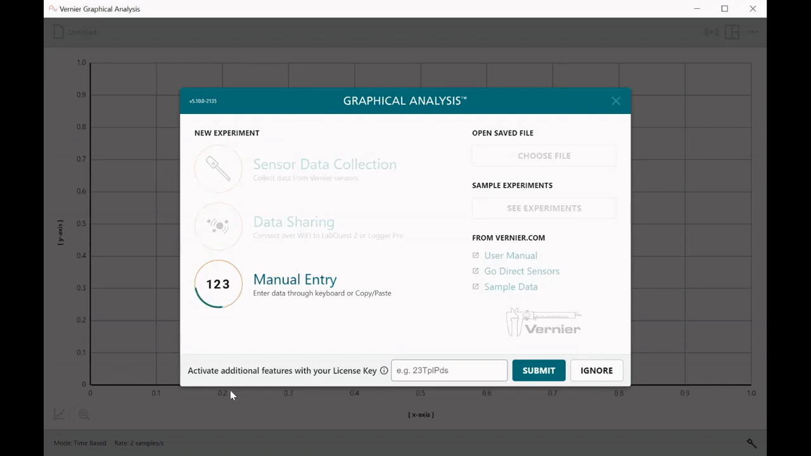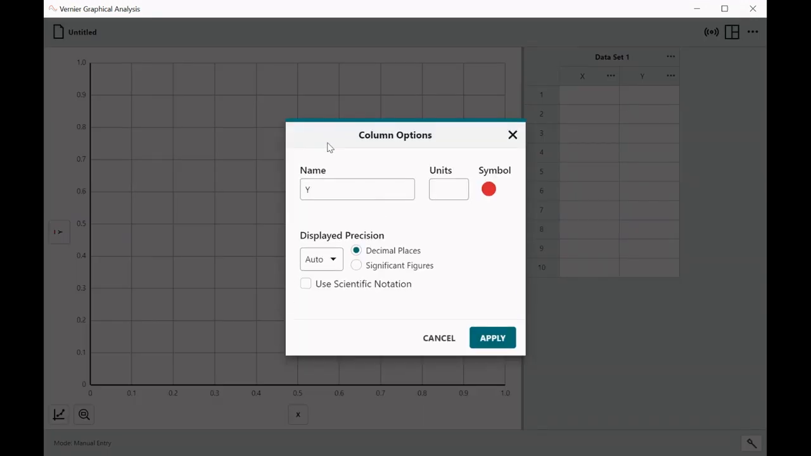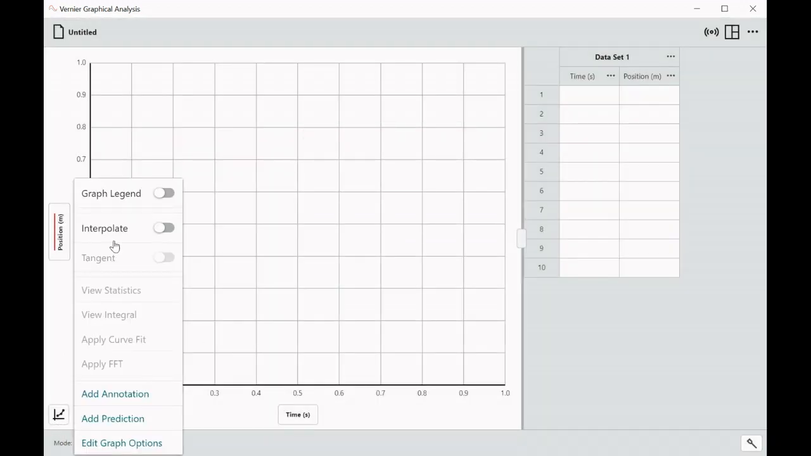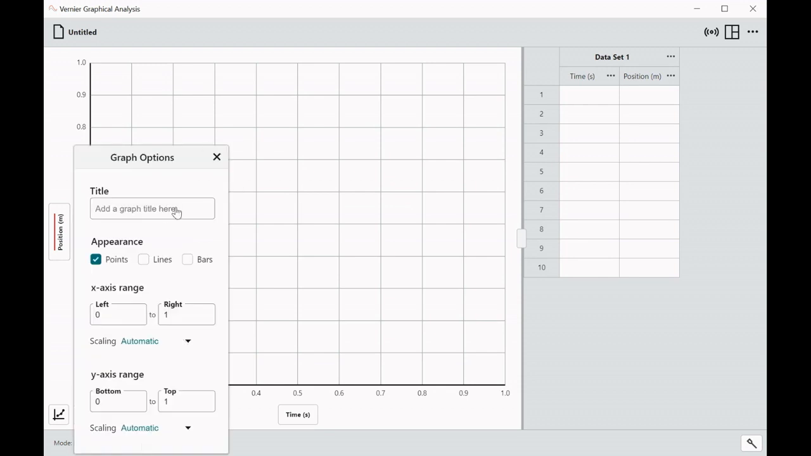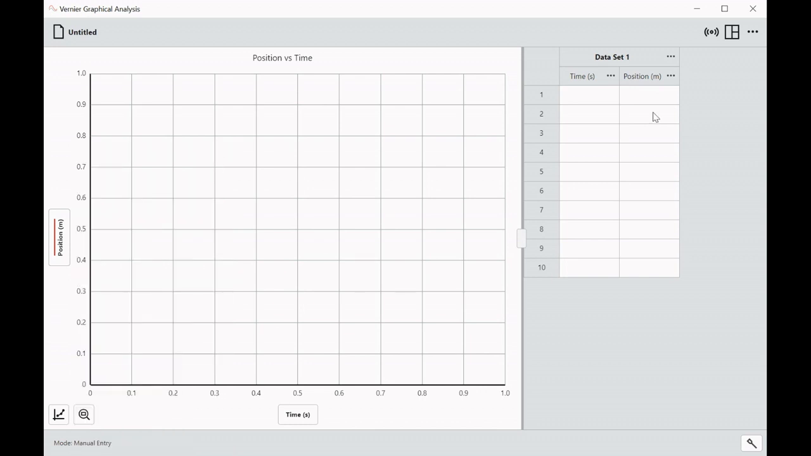So let me pick manual entry here. Set up my table here: on the y-axis, we'll put the position, in meters. On the x-axis, we'll put time, in seconds, and show my graph, position versus time. Let me put some points on here.